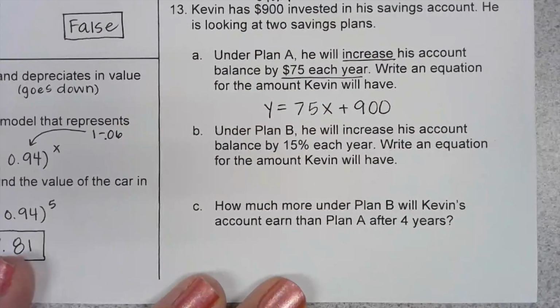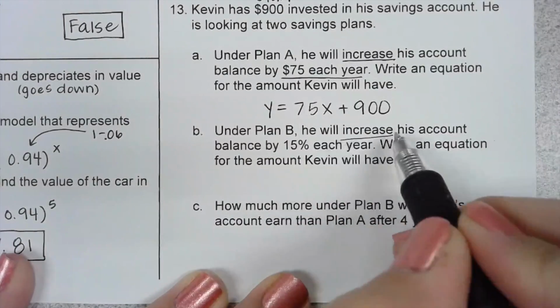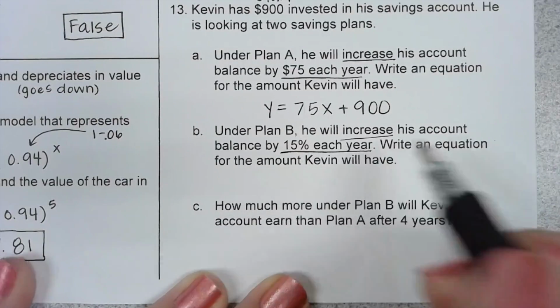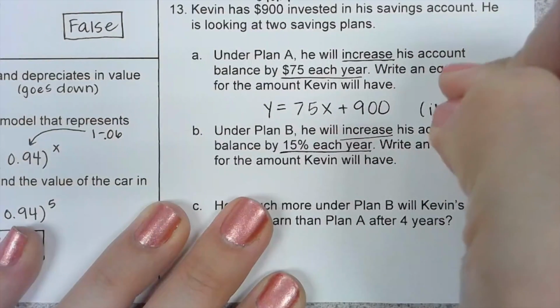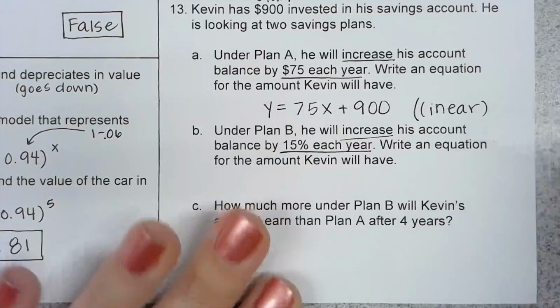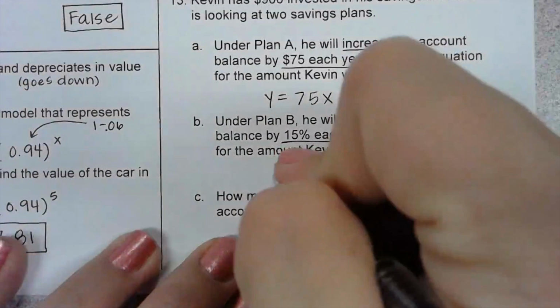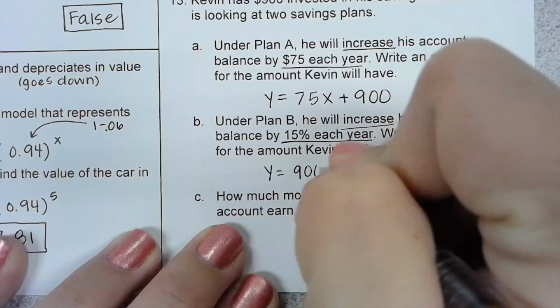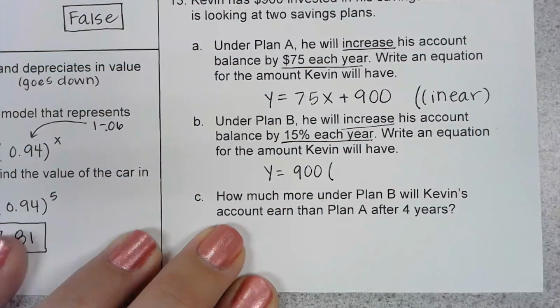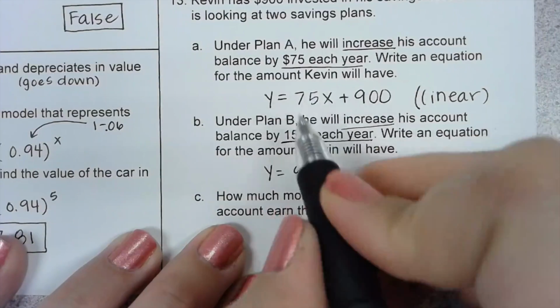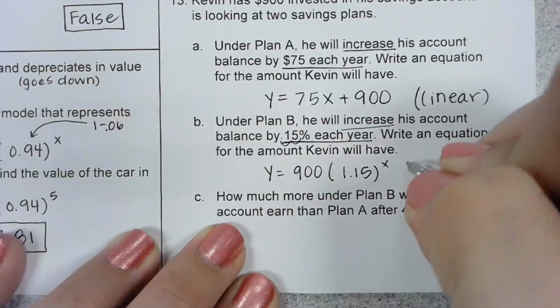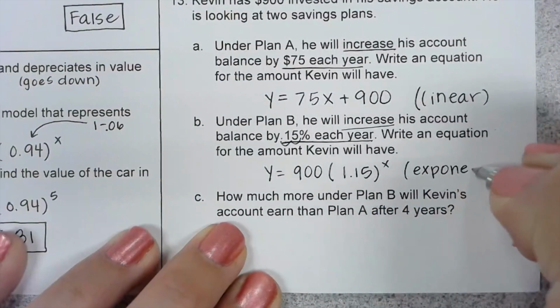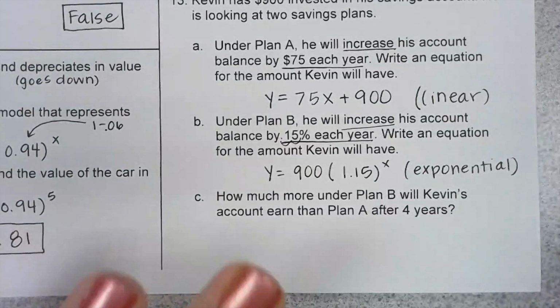B says under the other plan, he'll increase his account balance by 15% each year. When it says that he's increasing it by 15%, that's how you know that this is going to be the exponential function. So this one was a linear function, and then this one is going to be an exponential function. He starts with $900, and then it says that every year it's going to go up by 15%. So you turn 15 into a decimal, 0.15, and then you add it to the number 1 since it's going up. And so that's your exponential function.